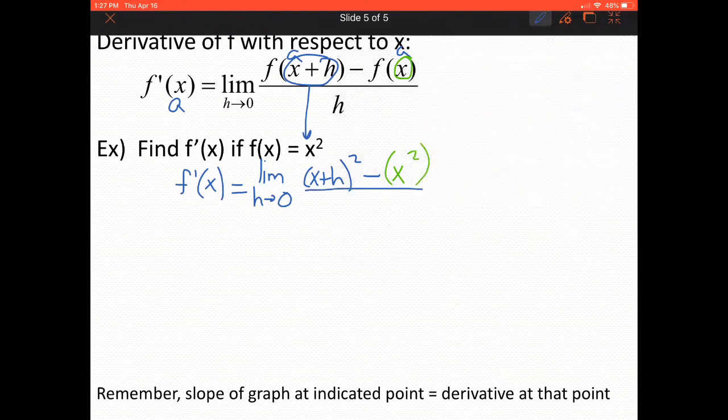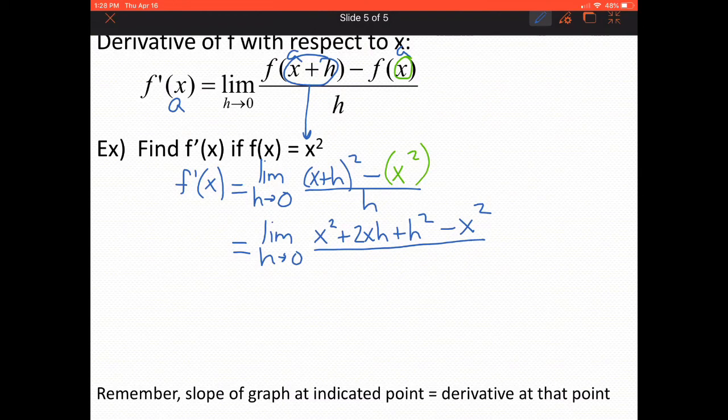Still all over h. So we have the limit as h approaches 0, you've got to do (x plus h) squared. x plus h times x plus h is x squared plus 2xh plus h squared. Still have minus x squared all over h. Got to keep that all over h because that's the problem. That's why we can't plug in 0 yet. Now the x squared minus x squared cancels. So we have the limit as h approaches 0 of 2xh plus h squared all over h.